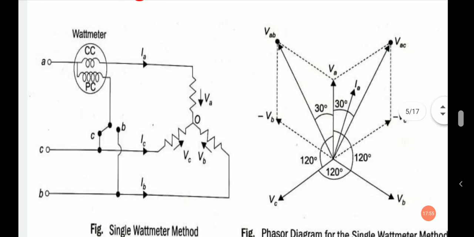So in this video we have seen about three-phase power measurement, and in that we have discussed about the 3 wattmeter method as well as the single wattmeter method. Now in the next video we will see about the 2 wattmeter method.